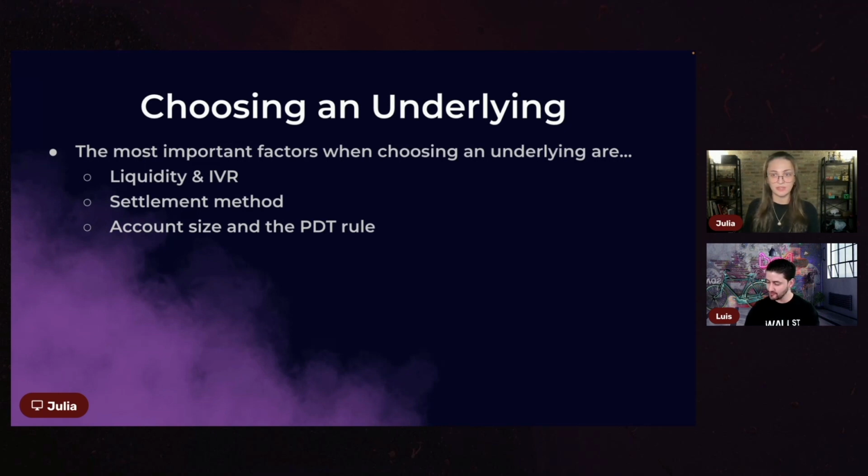If you have any questions, feel free to throw them in chat because now we're going to move on to choosing an underlying, which is I think one of the most important parts of setting one of these strategies up. The most important factors to consider when choosing an underlying for one of these strategies is number one, liquidity, and to an extent IVR, but liquidity is extremely important. We're going to talk about why in a second.